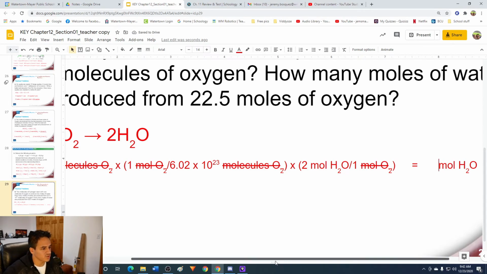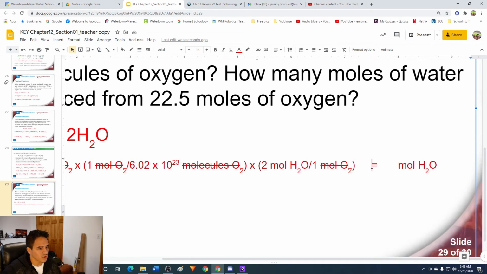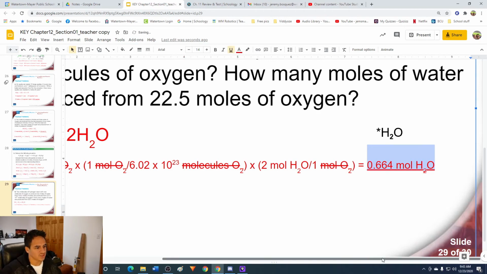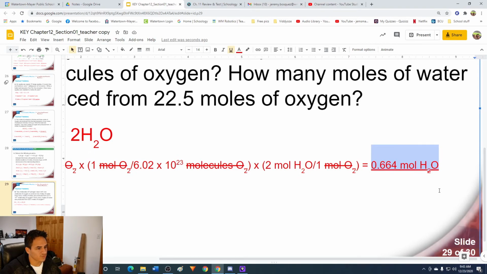Essentially what we're going to do is take 2.0 times 10 to the 23rd. I'm just going to do this on my cell phone calculator here. So 2.0 times 10 to the 23rd divided by 6.02 times 10 to the 23rd, and then multiply that by 2. And when we're all said and done, we get a final answer of 0.664 moles of H2O. That's our answer. I would usually have done this on paper, but hopefully that makes sense.